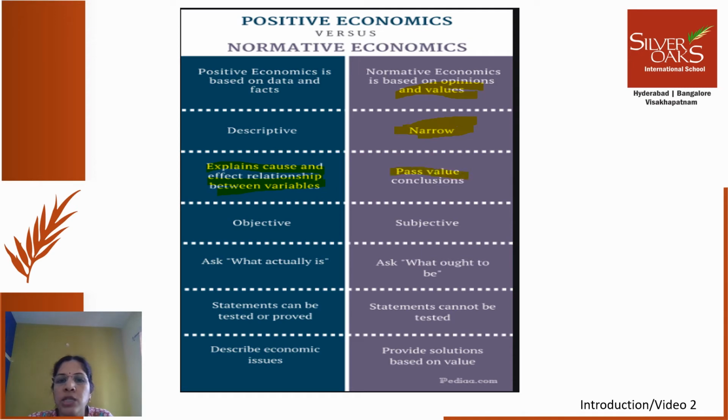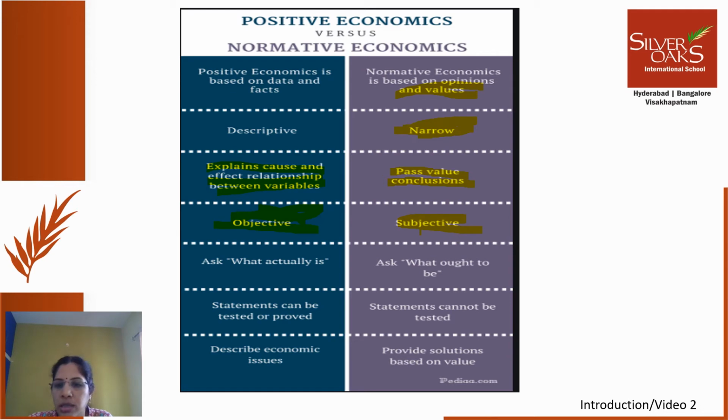Now normative economics passes value conclusions. For example, during the COVID-19 crisis, doctors or the medical fraternity should be given greater incentives because they worked very hard. It's a value conclusion. Others might not agree with you. There is a chance for different interpretation in that. Positive is objective, normative is subjective. Objective means there is no scope for multiple analyses or multiple interpretations. Subjective means different people can interpret it in different ways.